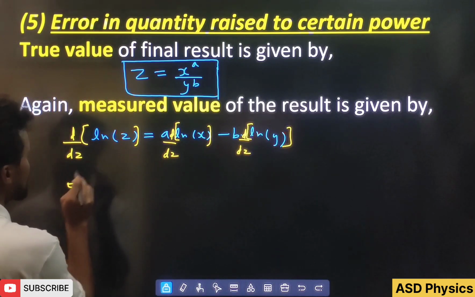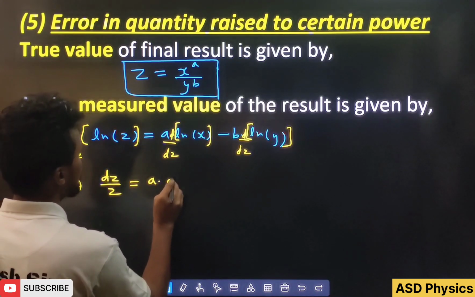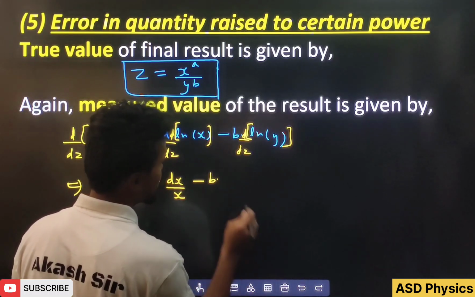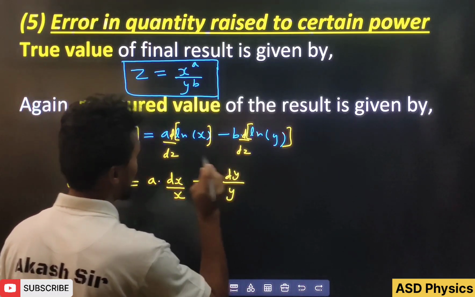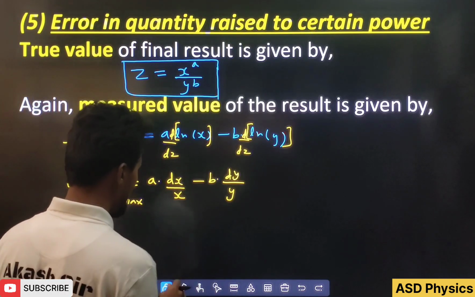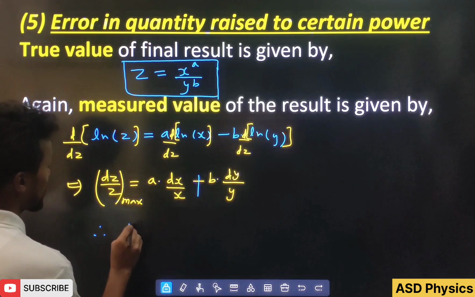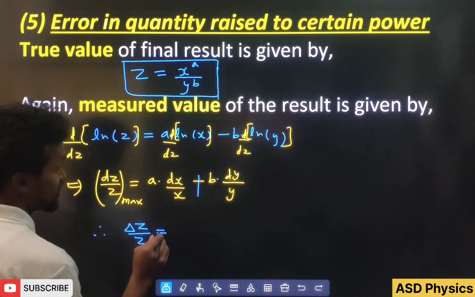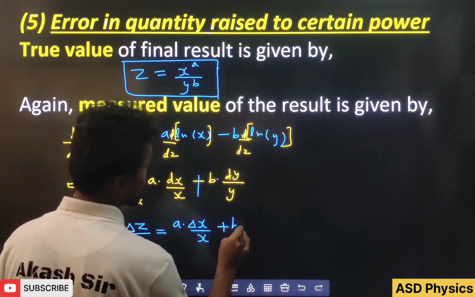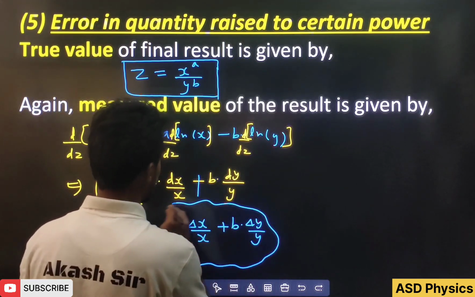So students, again you know very well, when you solve it will come dz by z is equal to a times dx by x minus b times dy by y. But anyhow, we know this error should be maximum, that means this minus will become plus. So if I write the formula, delta z by z is equal to a times delta x by x plus b times delta y by y. This thing you have to remember and use here.